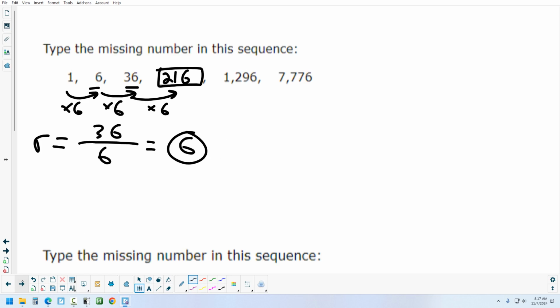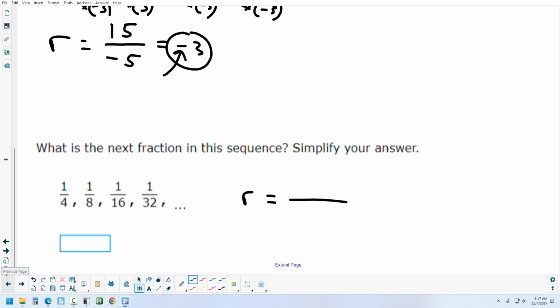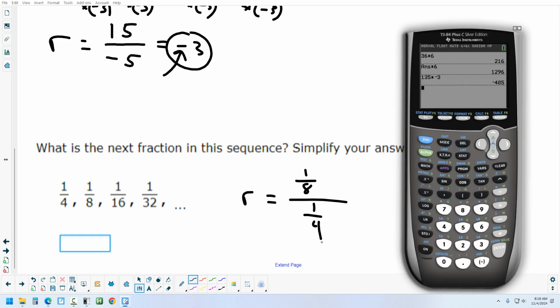All right, so let's try this one. What could I put in my fraction to find the common ratio? 1/8 divided by 1/4. Just take any term and divide by the one that comes before it. So now on the calculator, let's type that in. That's how I type it in on my calculator, 1/8 divided by 1/4, and that gives me 0.5.